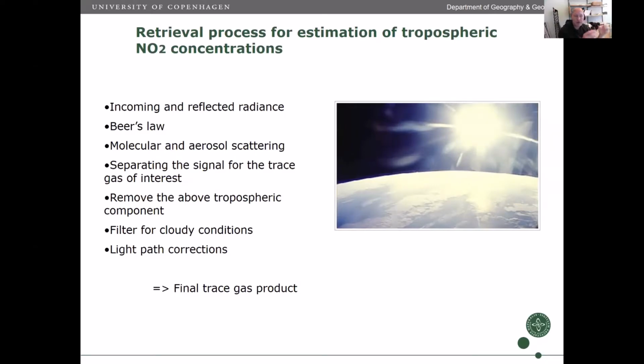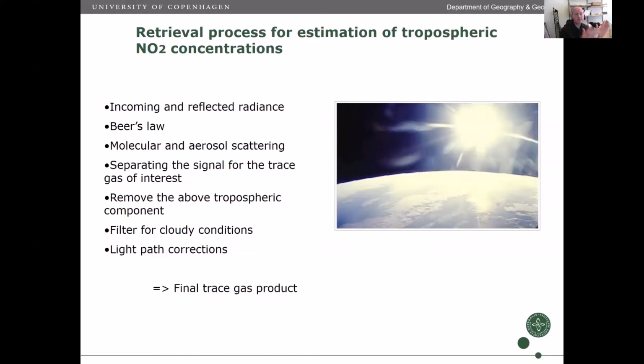But as mentioned before, we still have some other challenges which we need to deal with. We have scattering within the atmosphere, both from molecules and from aerosols. So we need to remove the impact of this. And then in the atmosphere, there are more trace gases than just the trace gas which we are interested in, which in this case will be nitrogen dioxide. So therefore, we need to remove the impact of all other trace gases.